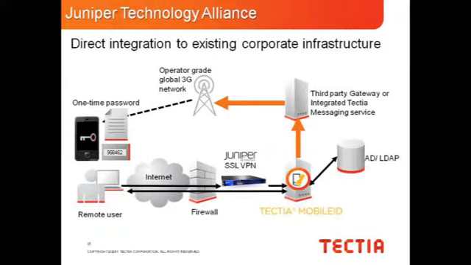And this is a depiction of how Mobile ID actually integrates to the existing corporate infrastructure where you have Juniper SSL VPN appliance. On the left-hand side, at the bottom, you have your remote user. They can be connecting externally across internet, or they can be logging in the internal network. They hit the corporate firewall, then they get to the Juniper SSL VPN appliance.